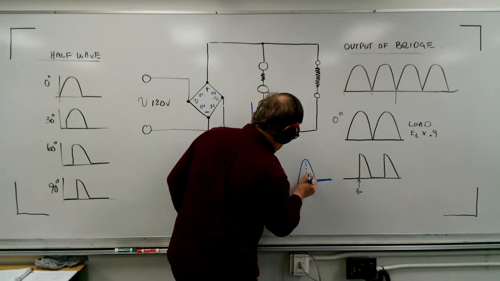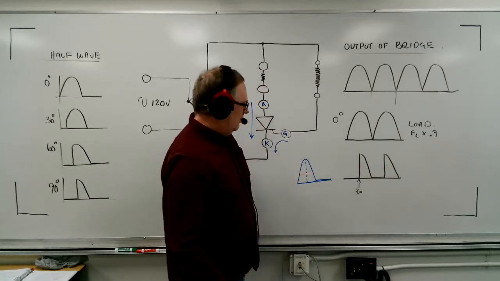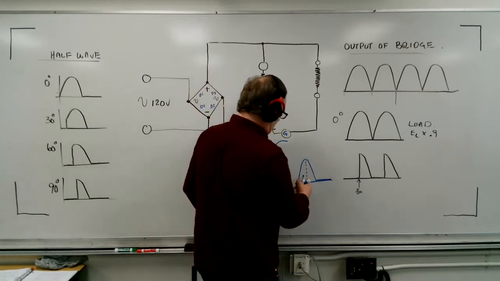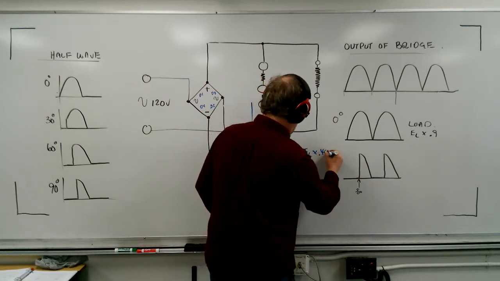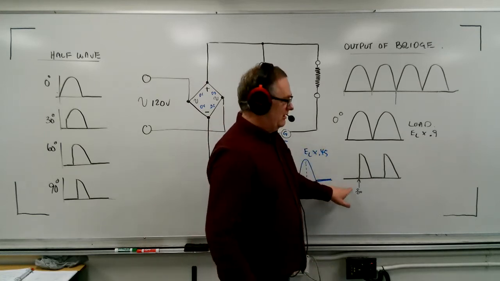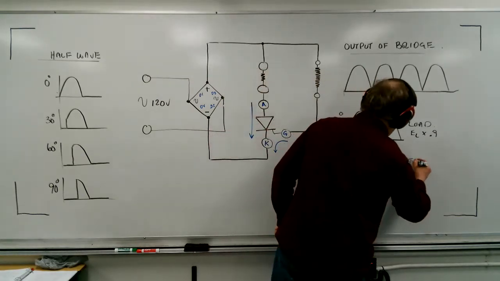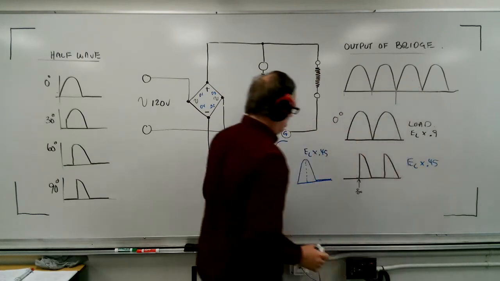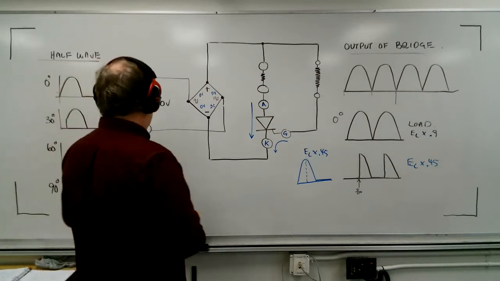Okay, now just imagine this cut in half. If I took these two and popped them into here, exactly the same amount of voltage. And so we know that a single phase half wave is E line times 0.45. So guess what? A full wave rectifier triggering at 90 degrees, this value is also E line times 0.45. And this is using the resistance only triggering circuit.